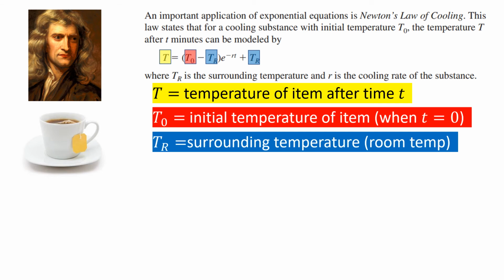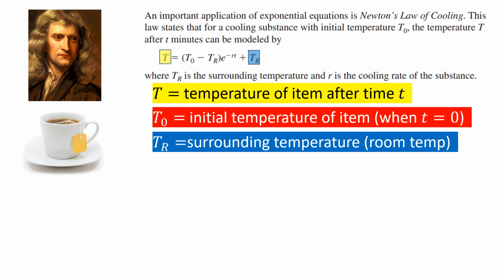The T sub R is the surrounding temperature. You can think of the R as being room temperature. If you're going to take something that's boiling hot and put it into the refrigerator, then it's the surrounding temperature. What's the temperature inside the refrigerator? That's not the temperature of the room. Or if you want to put something outside, then it's the surrounding temperature. But if you think of room temperature, you'll get a pretty good sense of what that means.